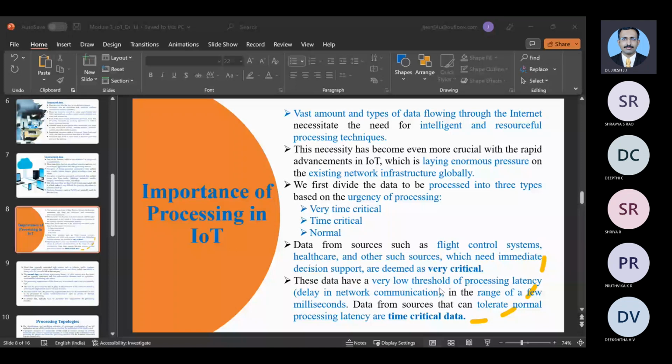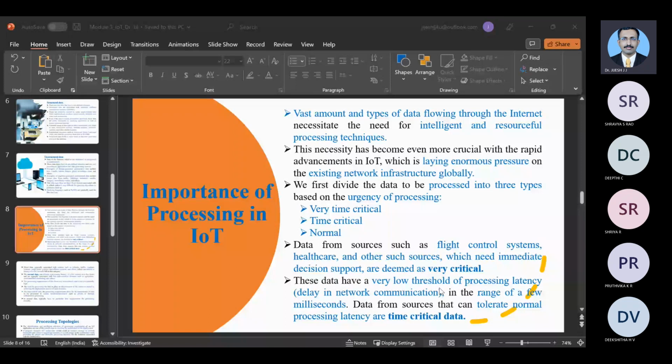Latency means what? Now I am just sending information from here, and the time it takes to reach you, the delay in the network communication, is called latency.